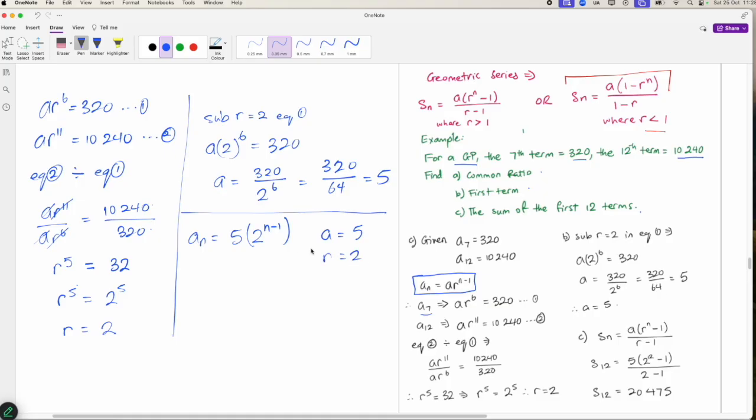And of course, we need to find the sum of the first 12 terms. So since r is greater than 1, we use the formula where r comes before the 1. And of course, it's just a matter of plugging in your values here for the sum of the first 12 terms. So in this case, a will be 5, r is 2, and n will be 12.